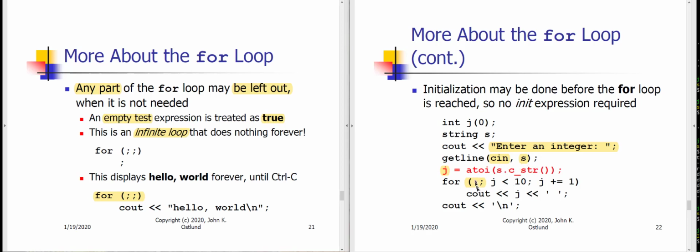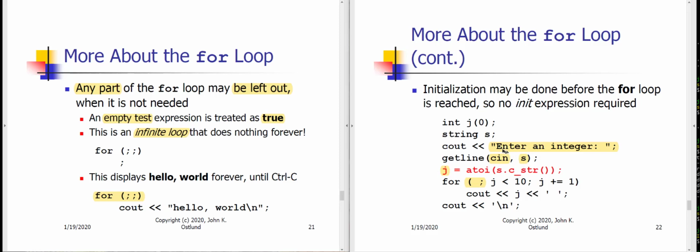Consequently, there's nothing left to do in the initialization part here, and we can just go right to our test. J less than 10, display j, add 1 to j. As long as j is still less than 10, display j, add 1 to j. So if we run this code and we ask the user to enter an integer and the user types a 0, this loop is going to end up running exactly 10 times because we'll display 0 and then 1 and then 2. When we get to j equals 10, we're going to stop. So this will end up displaying 0 through 9 if the user types a 0.